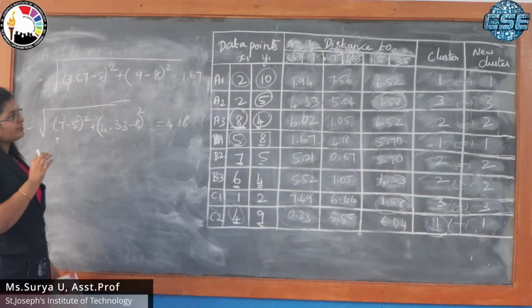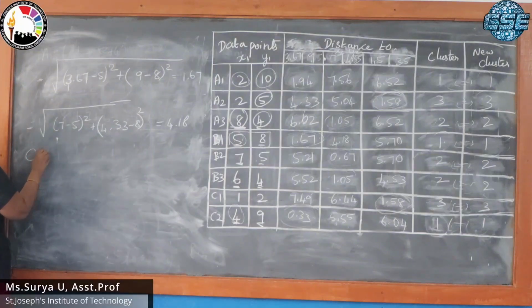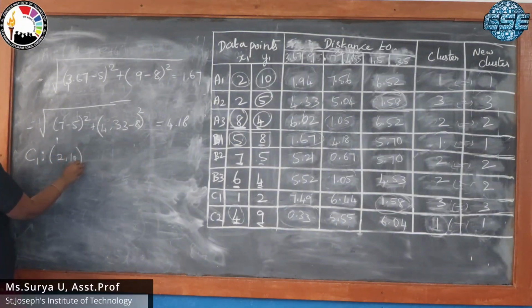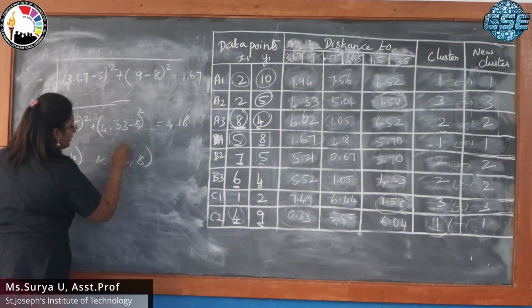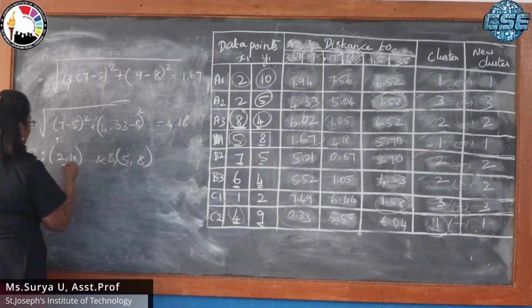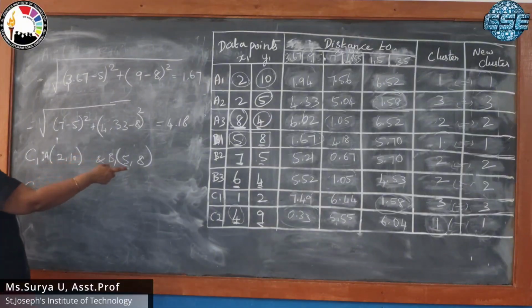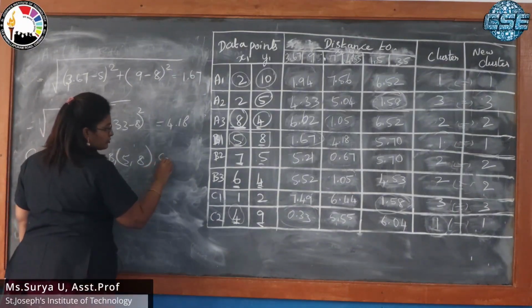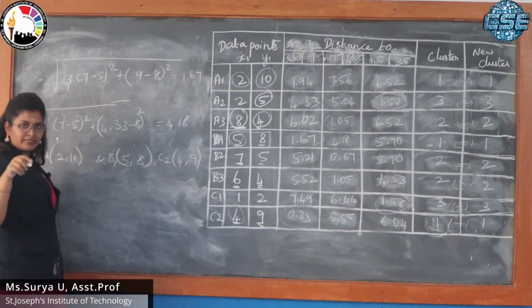Okay. So what you have to write? Now you have to write which points belong to your cluster 1. Which data points belong to cluster 1? 2, 10 and 5 comma 8 belong to your cluster 1. So this is B1 and this is A1. Okay, this belongs to your cluster 1, and one more also belongs to your cluster 1, that is 4 comma 9.